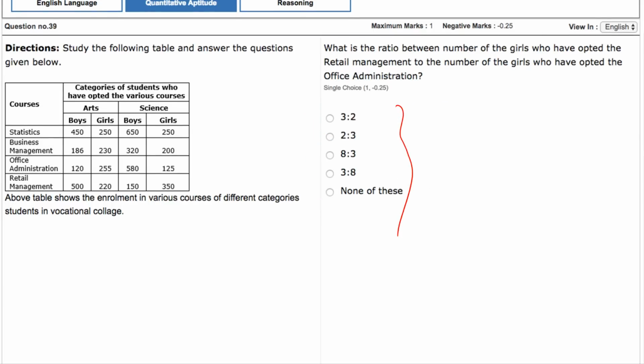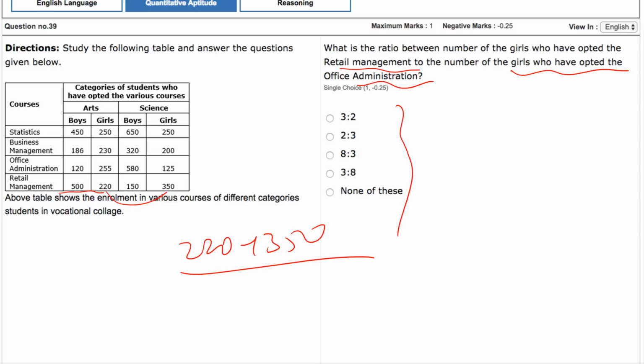This looks like the first easy question. Let me try. I hope it is not deceptive. What is the ratio of the total number of girls who have opted for retail management? Retail management is here. Total number of girls is this. Okay, 220 plus 350. To the total number of girls who have opted for office administration. Okay, I don't think I am tricked.